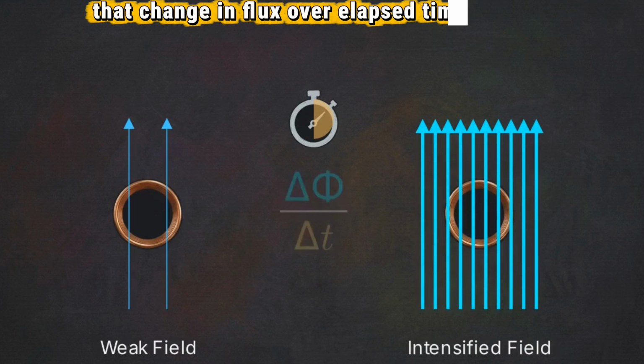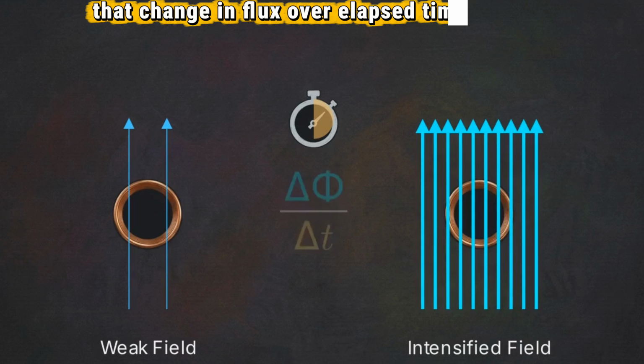We calculate the resulting voltage using Faraday's law. The induced electromotive force, or EMF, equals negative N times the change in flux over the change in time. N represents the total number of turns in the wire coil. Because time is in the denominator, a faster change, meaning a smaller delta t, results in a significantly higher induced voltage.